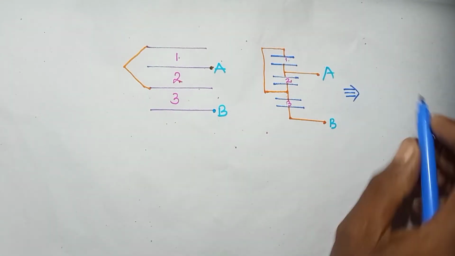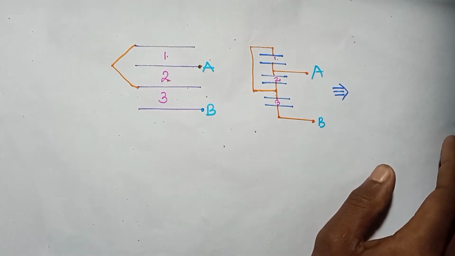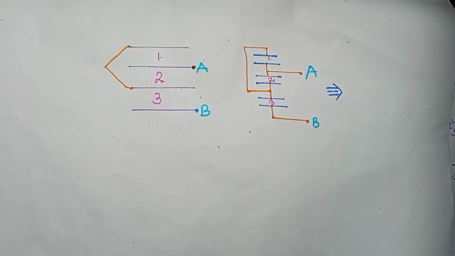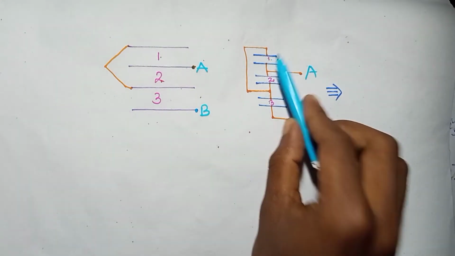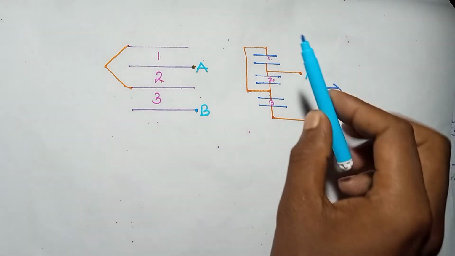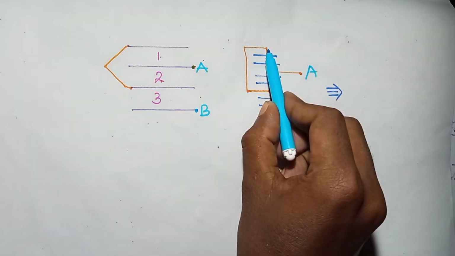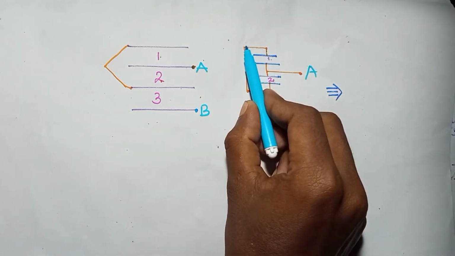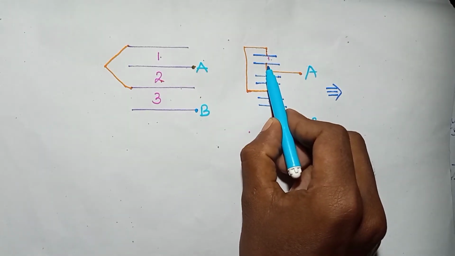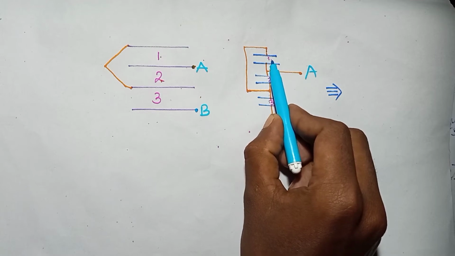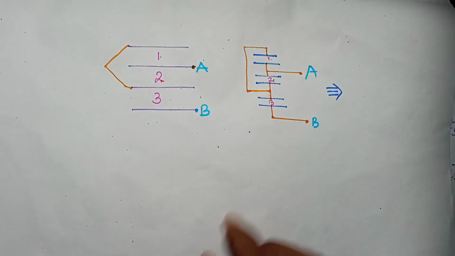Please note that this capacitor and these capacitors are in parallel. How to identify that? We have to connect this end with this end of the capacitor, and similarly this end is connected to this end. So these 2 capacitors are in parallel, and they are in series with capacitor number 3, so the equivalent circuit can be drawn as follows.